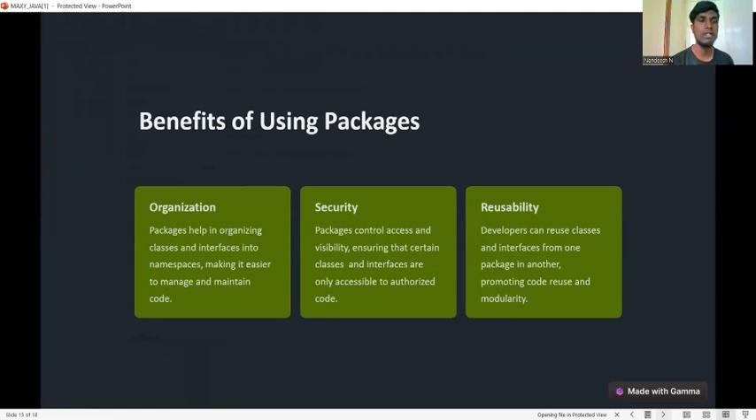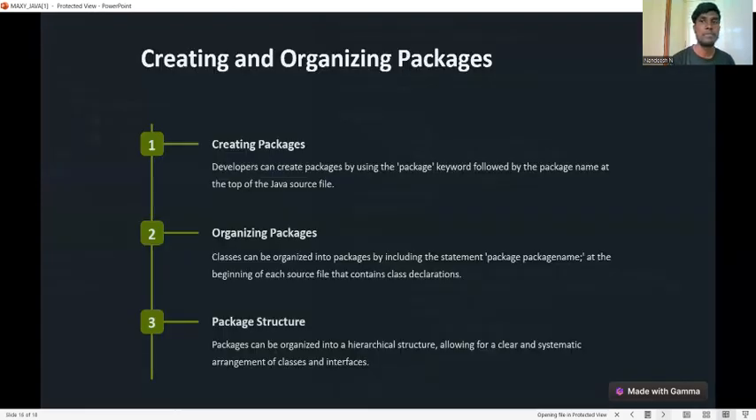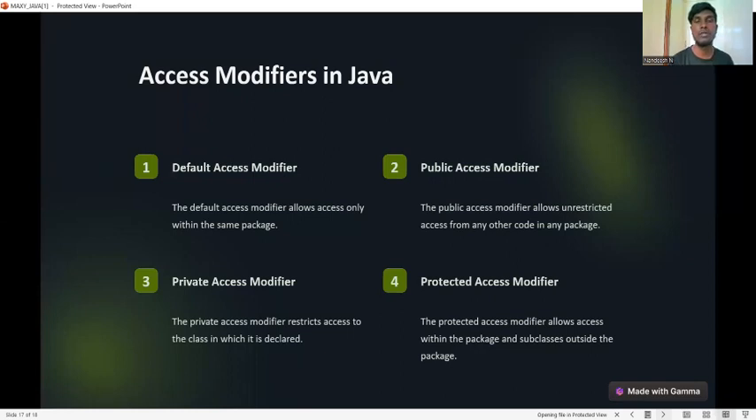Security and reusability: packages help in organizing classes and interfaces into namespaces, making it easier to manage and maintain code, and only accessible to authorized code. Classes and interfaces can be reused from one package in another, promoting code reuse and modularity. Creating packages: developers can create packages using the package keyword followed by the package name at the top of the Java source file. Packages can be organized into a hierarchical structure, allowing a clear and systematic arrangement of classes and interfaces. Access modifiers are default, public, protected, and private.